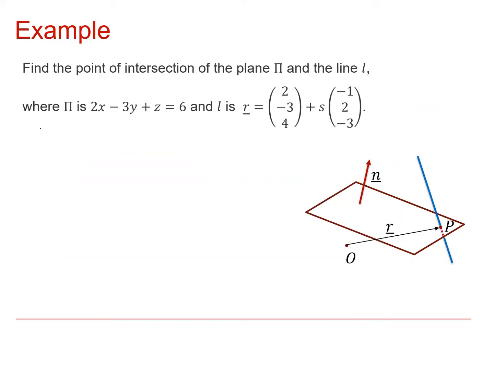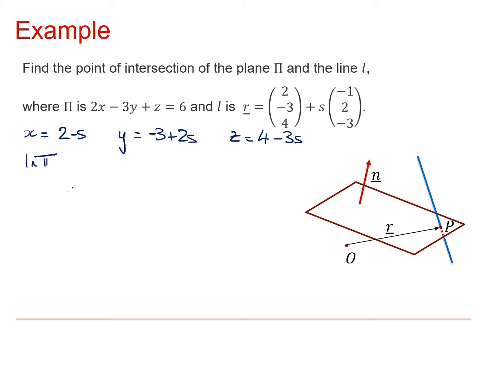So starting from here then, we can say that x is equal to 2 minus s, y is equal to minus 3 plus 2s, and z is equal to 4 minus 3s. So if this is any point on the line, if I plug it into here, I should be able to find a value of s, if there is one, that satisfies this equation.